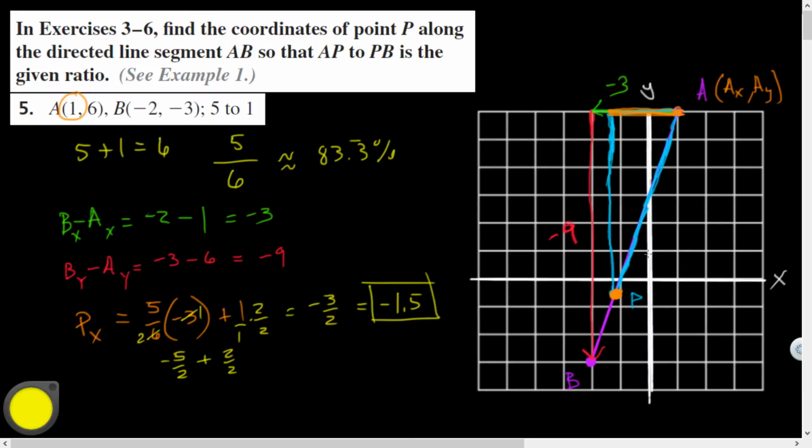So what does that number represent? That is the x-coordinate of P. That means I was off a little bit when I drew this. P is -1.5 x units from the origin. So let's see if we can do the same thing for P's y-coordinate.